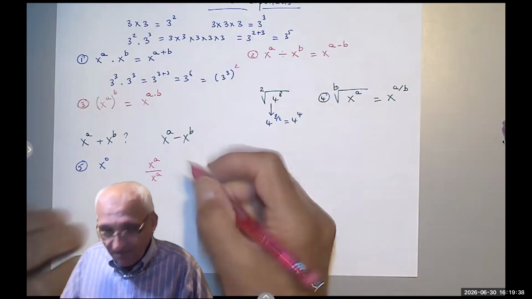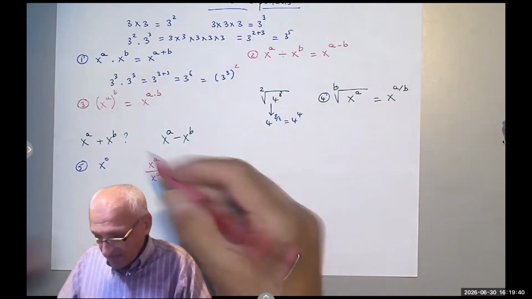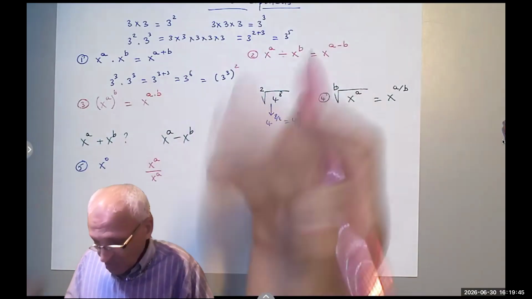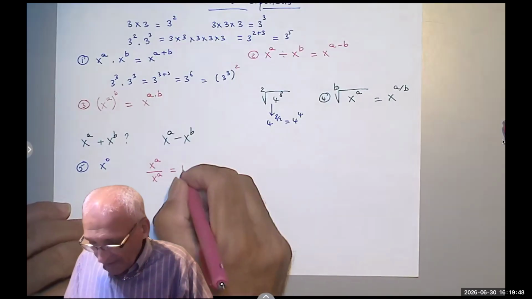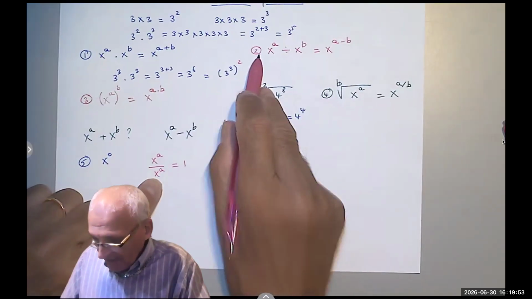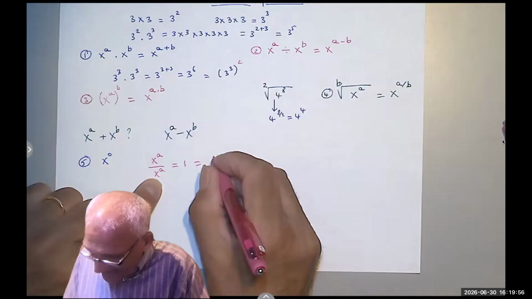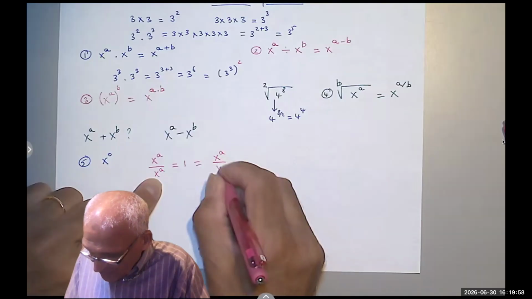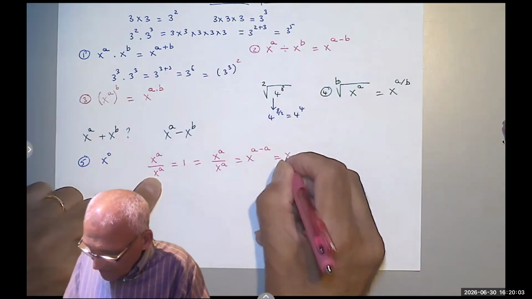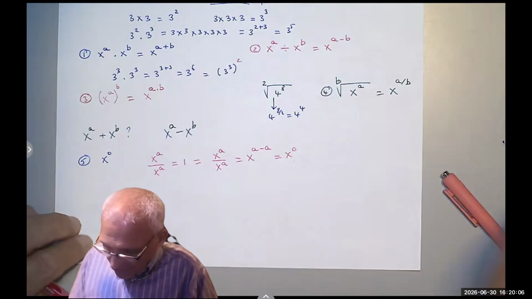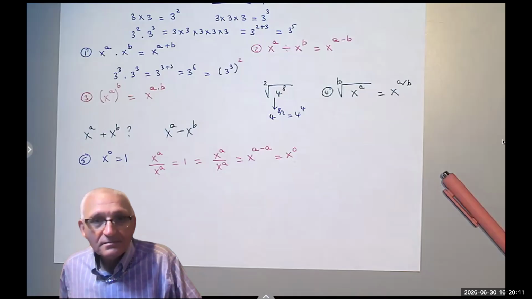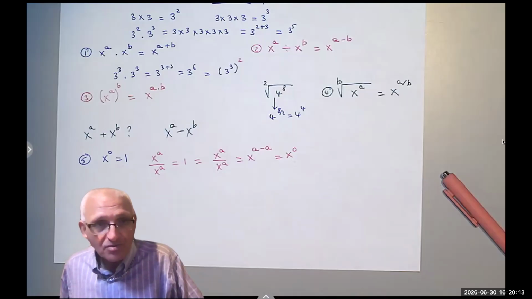It's 1, right? If I say 3 divided by 3, 9 divided by 9, x to the a divided by x to the a, y divided by y, anything that is not 0 and you divide it by itself, you get 1. But referring back to the second rule, it says x to the a over x to the a is x to the a minus a equal x to the 0. So x to the 0 equals 1. Okay? X to the 0 equals 1.